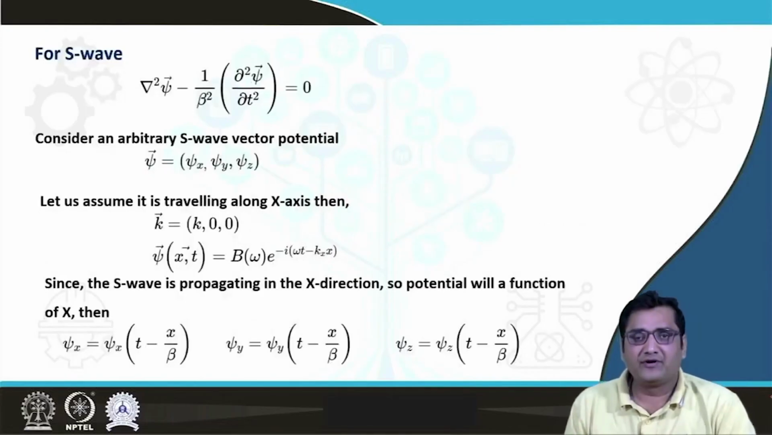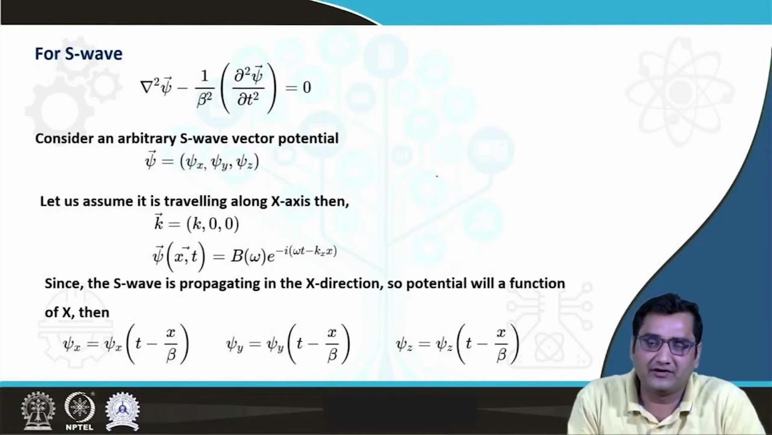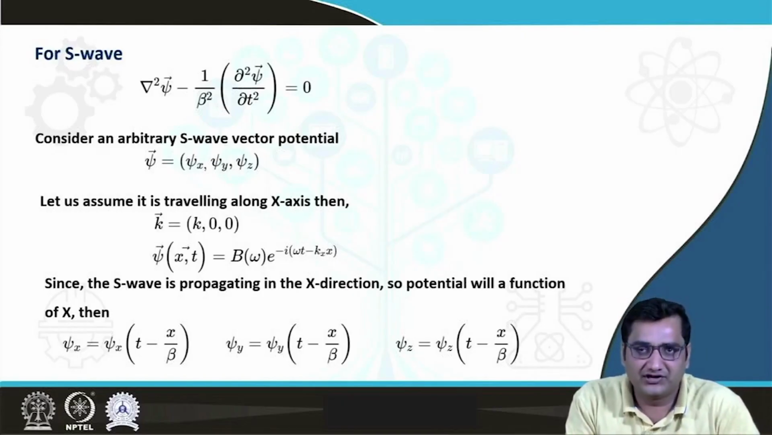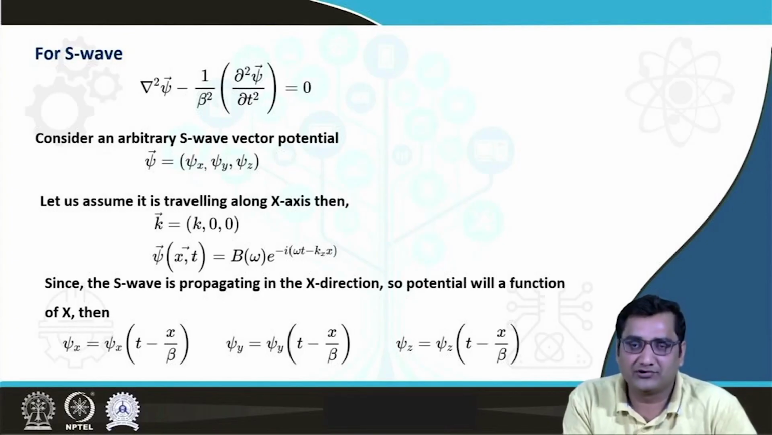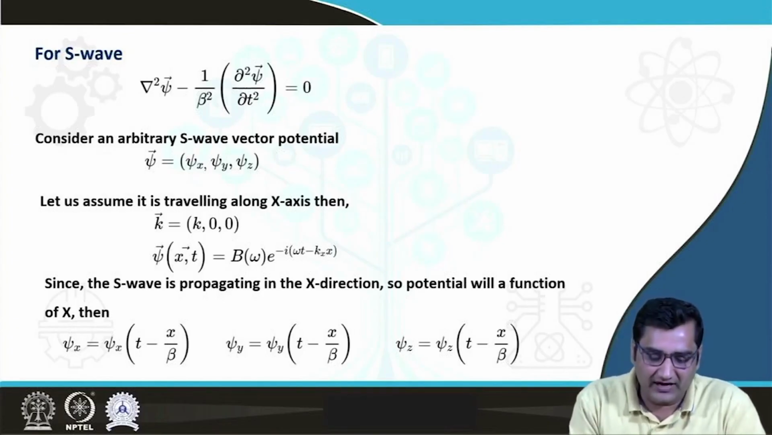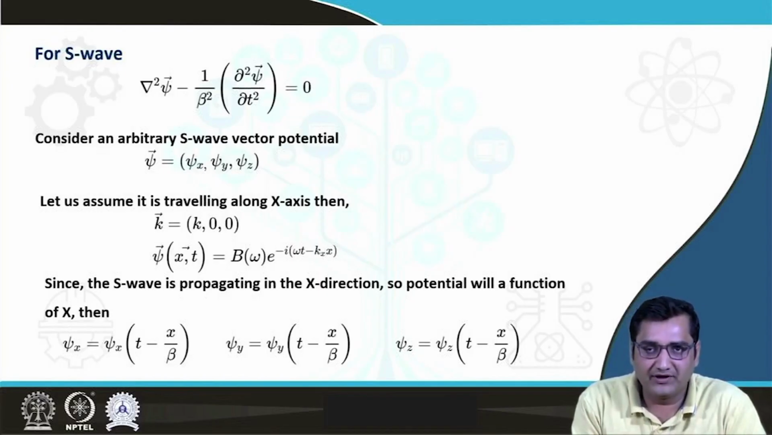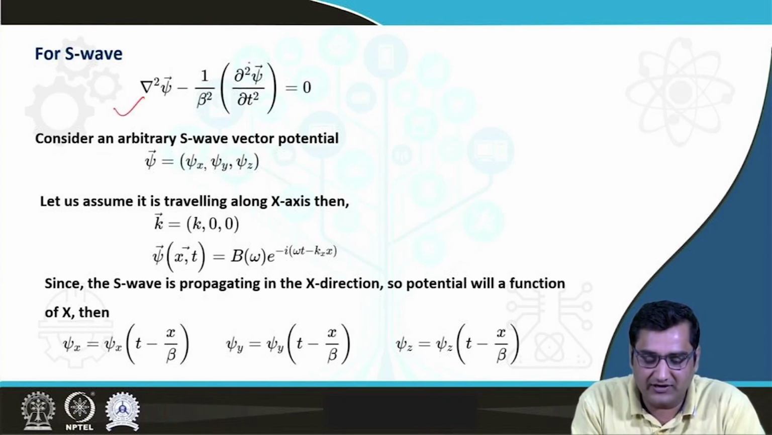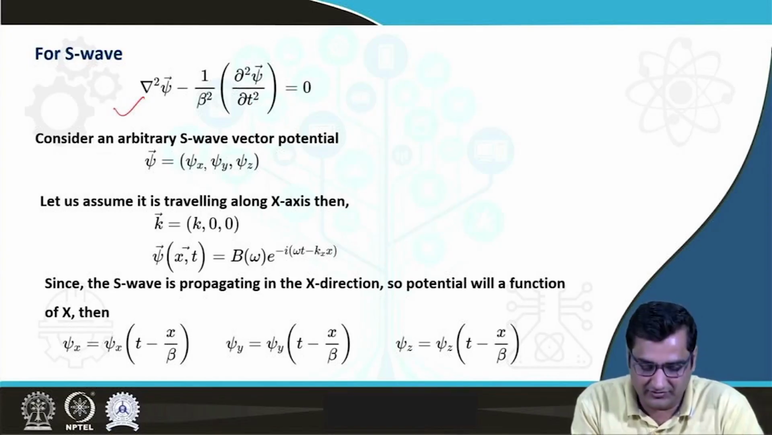Similarly, you can perform such operations for the S wave in case you want to find out the displacement of the shear wave, or you can say the particle motion of the shear wave. So let's define the vector potential equation for the S wave. This is the differential equation that you have: del square psi minus 1 by beta square in bracket del square psi by del t square is equal to 0.